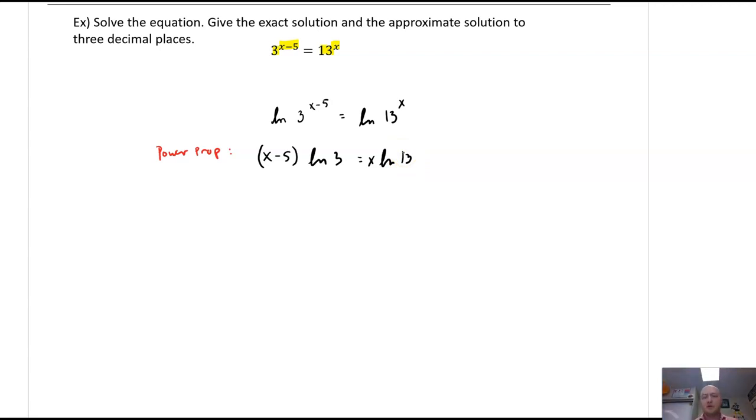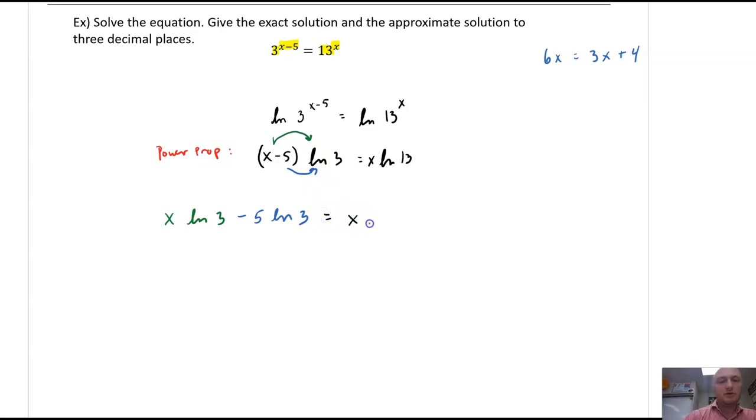Okay, here's what you're going to do. In this example, you want all of your variables on one side. It's like if you're solving something simple like this, like 6x is equal to 3x plus 4. Like, you need to get your x's on one side. So I'm going to, I guess first I need to distribute. x natural log of 3 minus 5 natural log of 3 is equal to x natural log of 13.